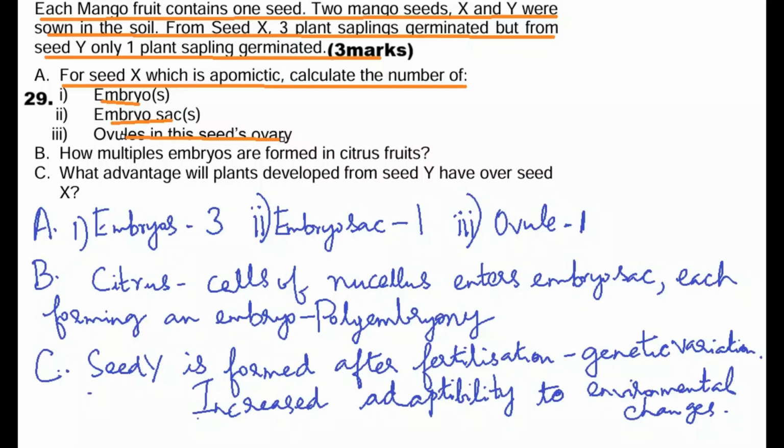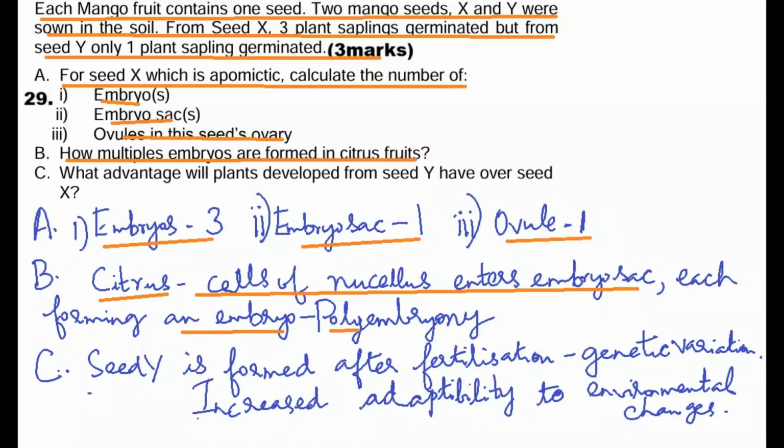So these are the answers. Embryos will be 3, embryo sac only 1, ovule also 1. And the B part of the question, how are multiple embryos formed in citrus fruits? Now in citrus fruits also, the cells of the nucellus enter into the embryo sac and each will form an embryo. This condition is called polyembryony.